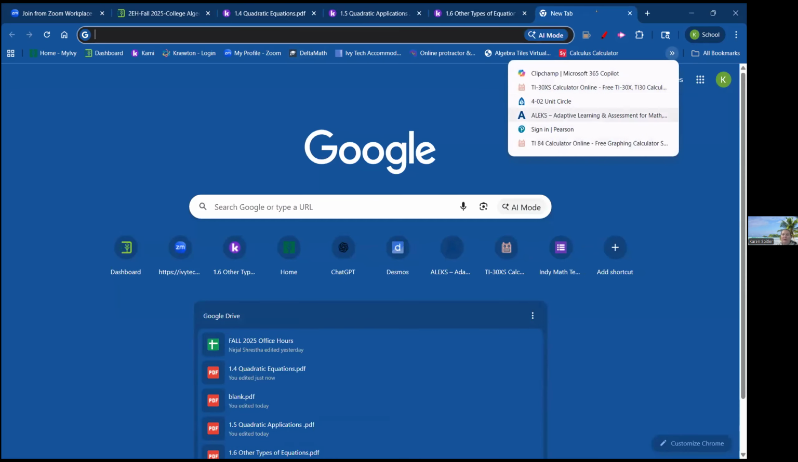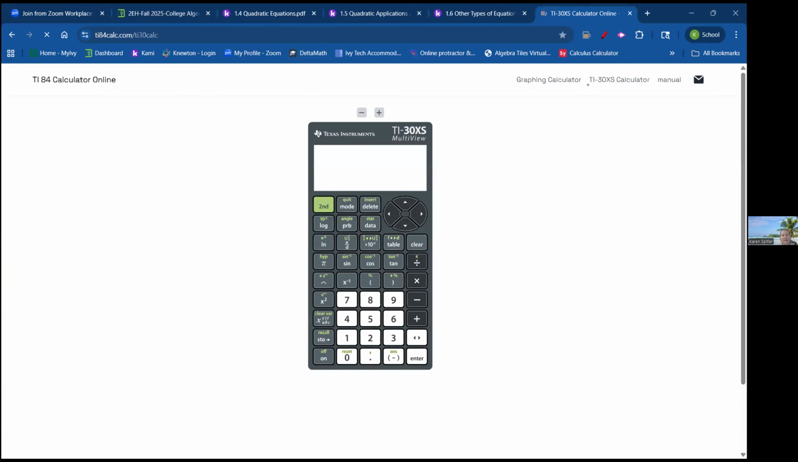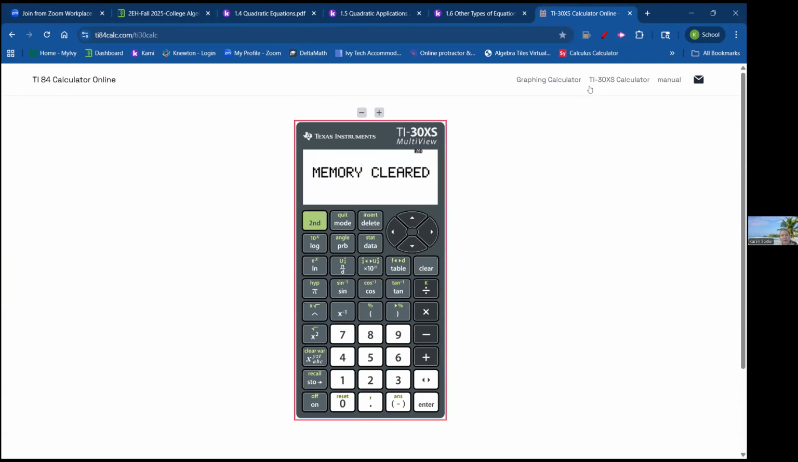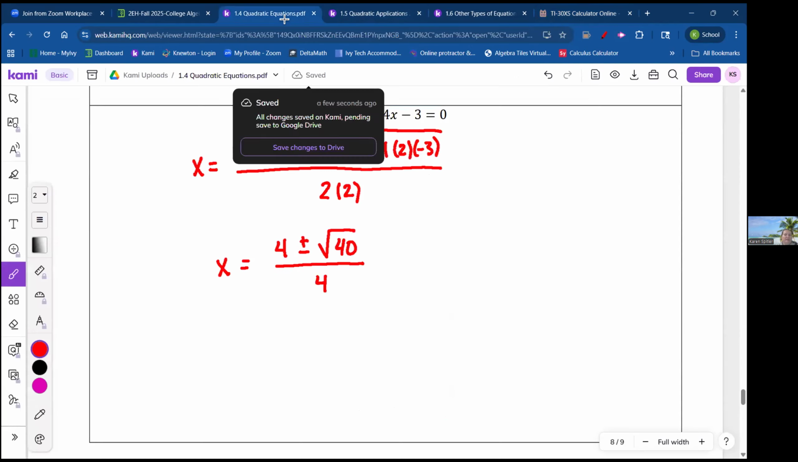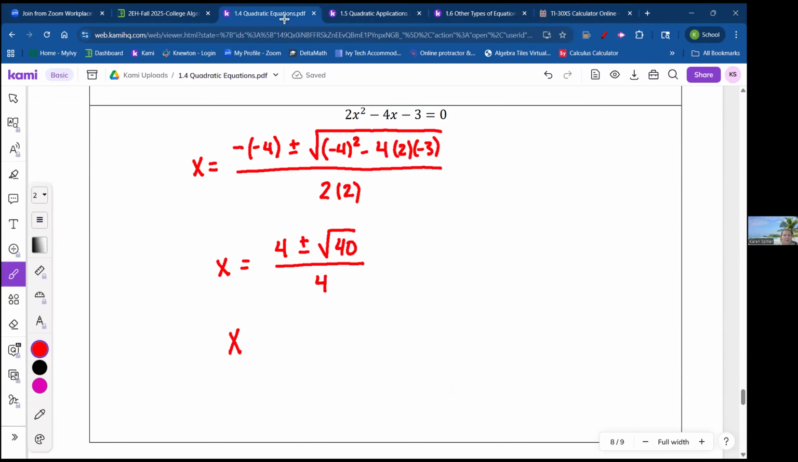Again, we do have our handy dandy calculator. And you're like, I don't know what the square root of 40 is. Yeah, me neither. I mean, I do, but you know what I'm saying? Square root of 40, put that in your calculator. There it is. 2 times the square root of 10. So x is equal to 4 plus or minus 2 times the square root of 10 divided by 4.